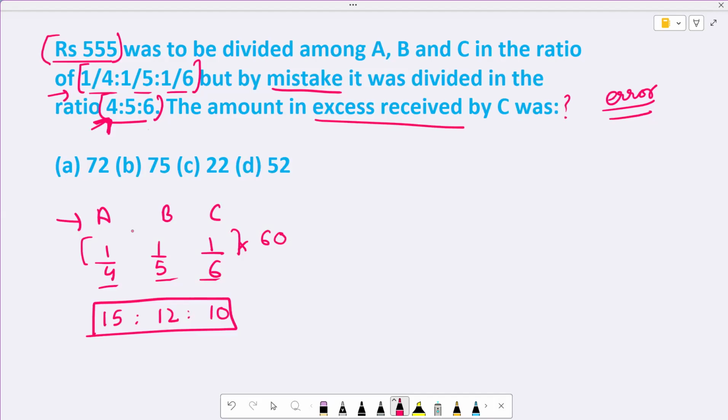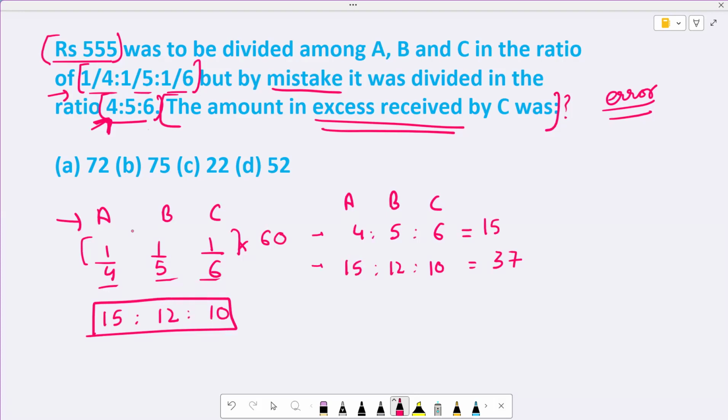But the incorrect ratio here is 4 ratio 5 ratio 6. Now, obviously, we need to compare them since the question is asking the amount in excess received by C. So here we write the correct ratio, I'm sorry, this is the incorrect ratio and this is the correct ratio. But on adding these, here we'll get 37 and here we'll get 15. So, these units are not the same.